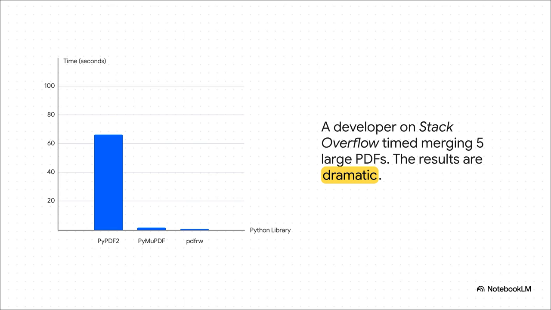Check this out. A developer ran a test merging 5 large PDFs. The old PyPDF2 library, it took over a minute. PyMuPDF, less than 2 seconds. And then there's pdfrw, which did it in just over half a second. That is an absolutely astonishing difference in speed.